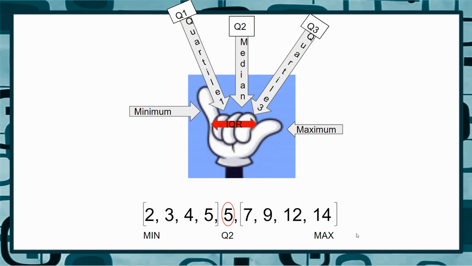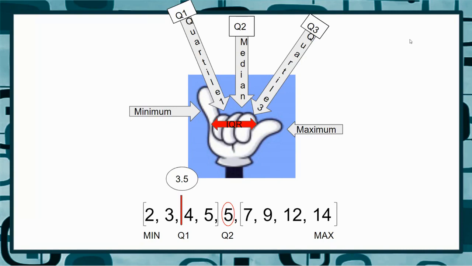Next, we'll identify quartile 1, the middle value in the first half of the data set. The two numbers in the middle of the first half of the data set are 3 and 4. And 3.5 lies directly between 3 and 4. You may think about that on a number line, 3, 3.5, 4. Or you may find the mean of those two numbers. 3 plus 4 is 7, and 7 divided by 2 is 3.5.